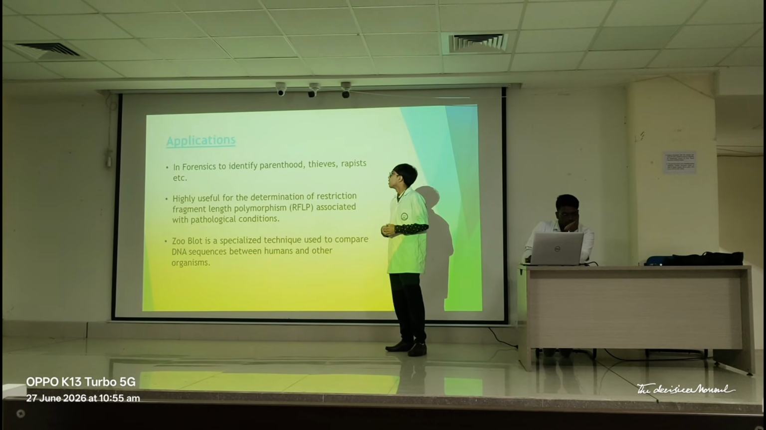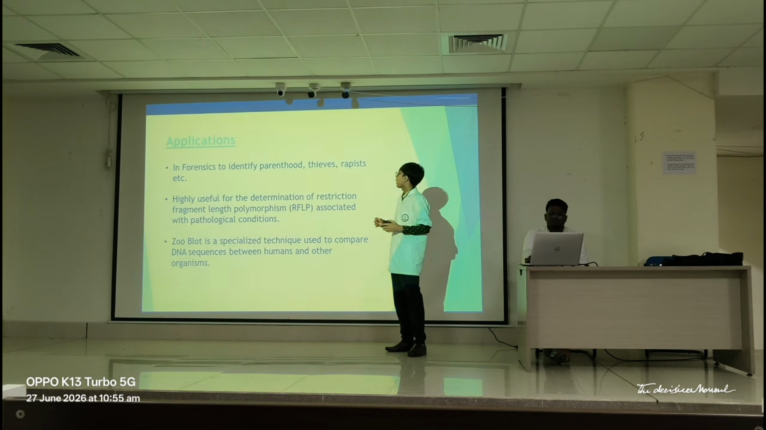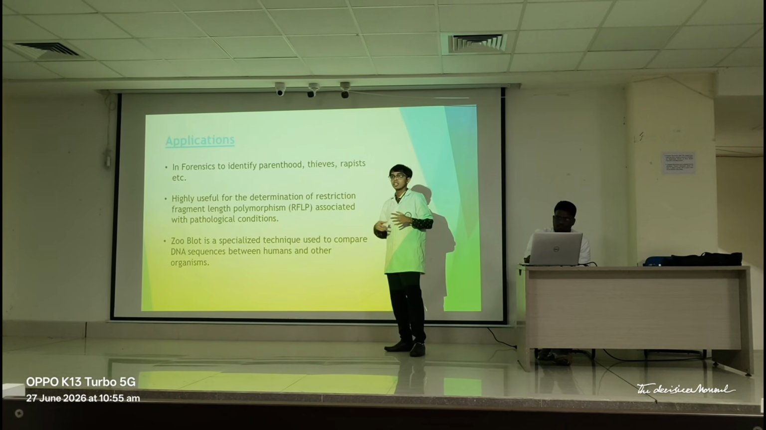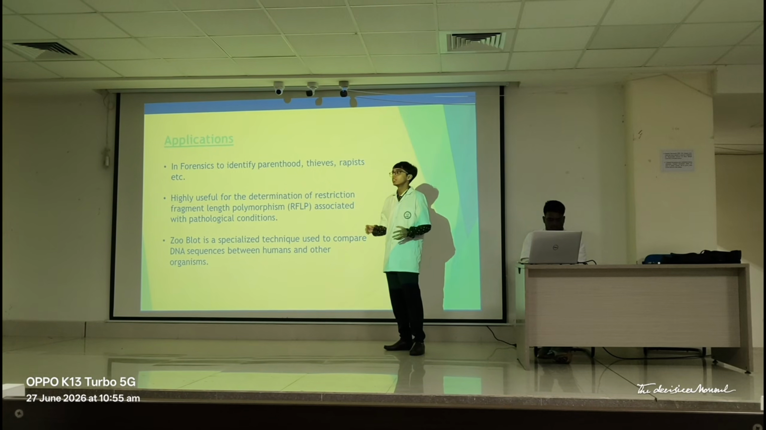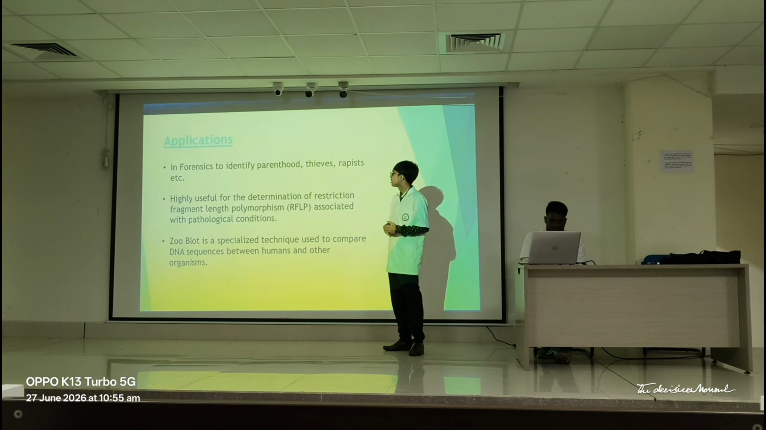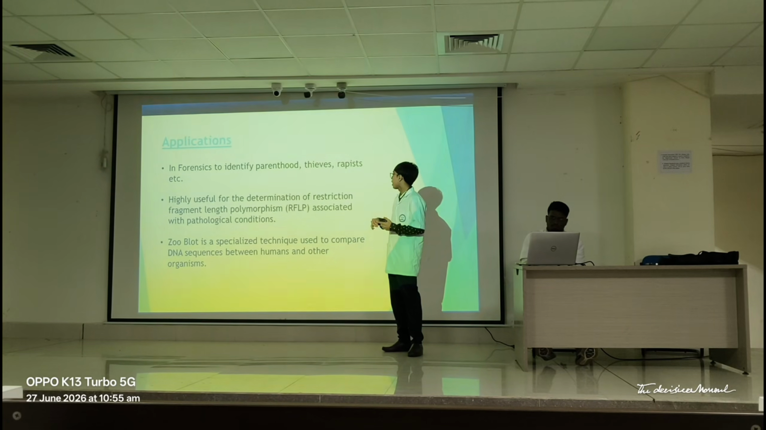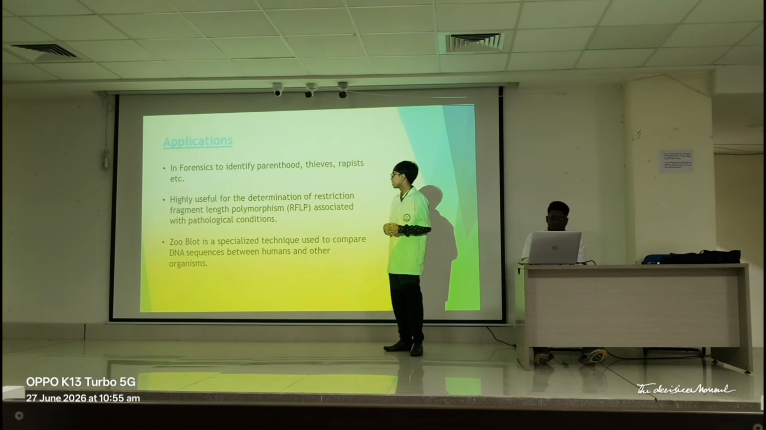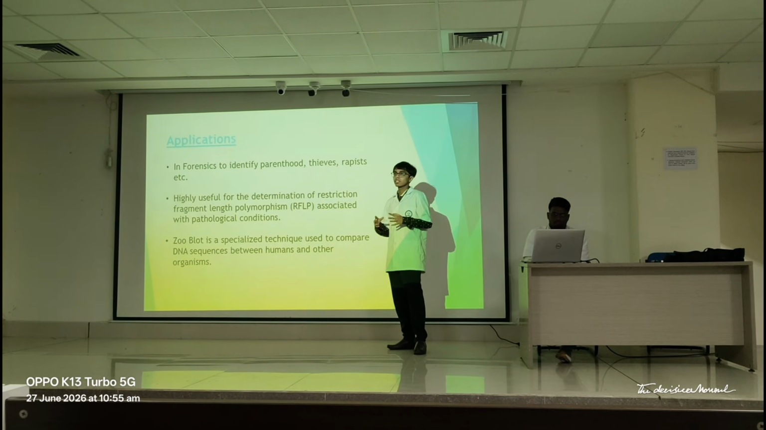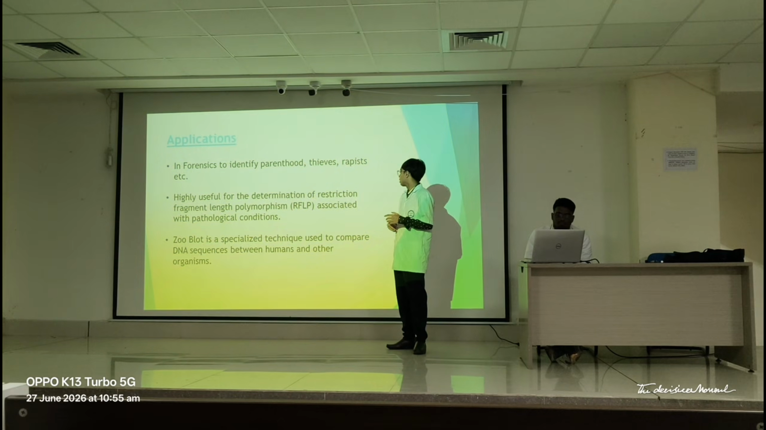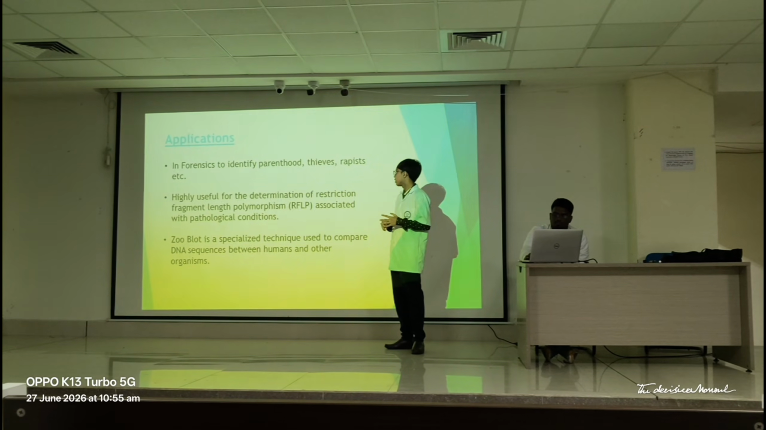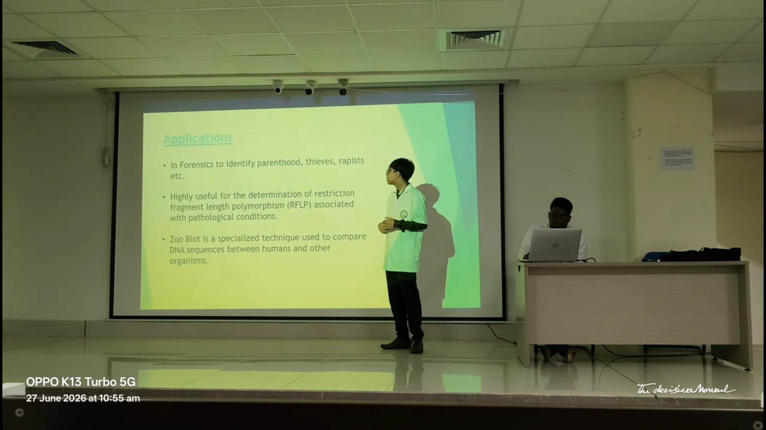Applications of Southern blotting. In forensics, it is used to identify parenthood, thieves, rapists, etc. This is a very useful method because it is highly useful for the determination of RFLP associated with pathological conditions. Zoo blot is a specialized technique of Southern blotting which is used to compare DNA sequences between humans and other organisms.